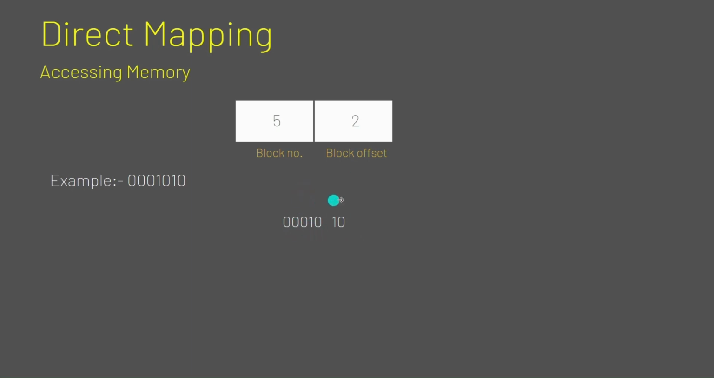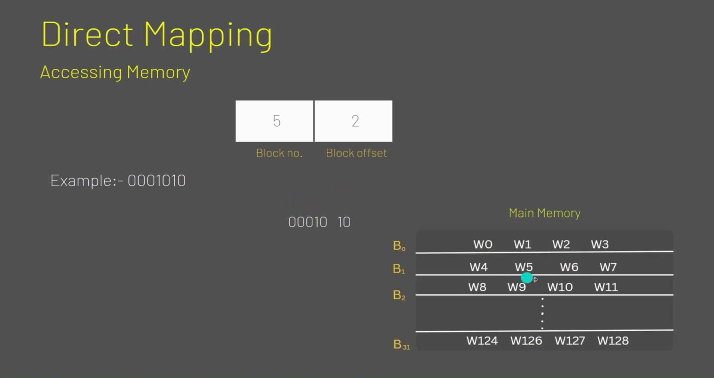This is 2, right? And what is this 1, 0? This is also 2. Now the block offset tells us basically which word in the block, which becomes the second word. And what is the block number? That is 0, 0, 0, 1, 0, again the 2, right? So block number 2 and word number 2. So it is basically the block number 2. This is block 2 and W0, W1, W2. This is the word we were searching for, word number 10.